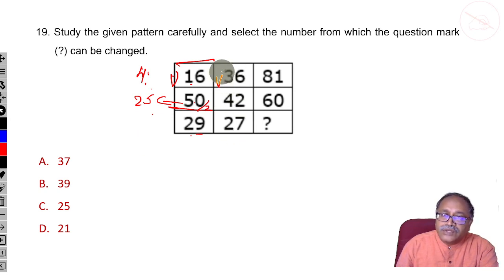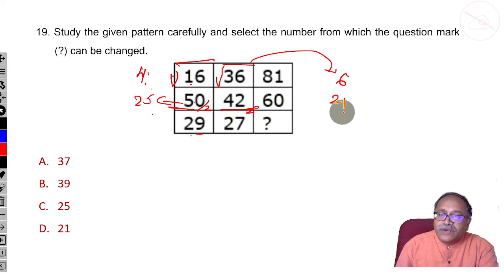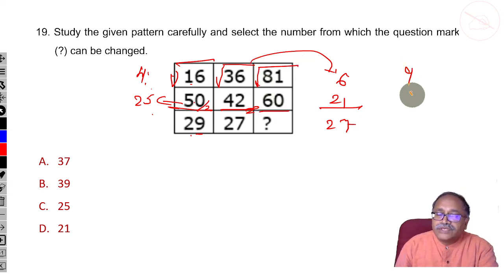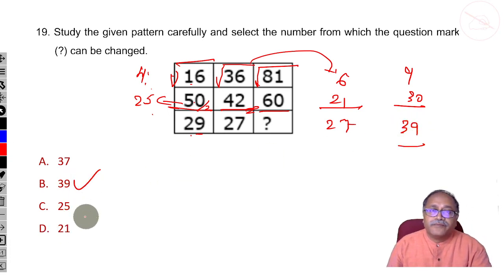ఇక్కడ కూడా అలాగే రిలేషన్ ఉందా? స్క్వేర్ రూట్ ఆఫ్ 36 is nothing but 6 and half of 42 is 21. యాడ్ చేస్తే 27 వస్తుంది. Yes. So square root of 81 is 9 and half of 60 which is 30. Add చేసామనంటే 39 రావాలి, option B. Okay, let's move on my friends.